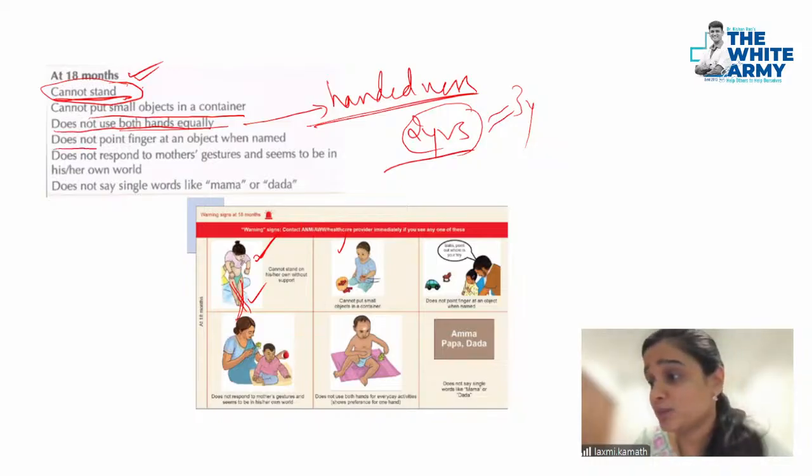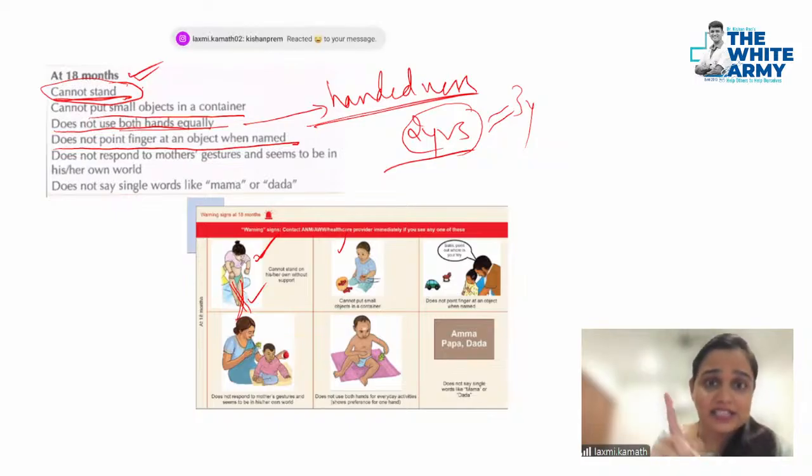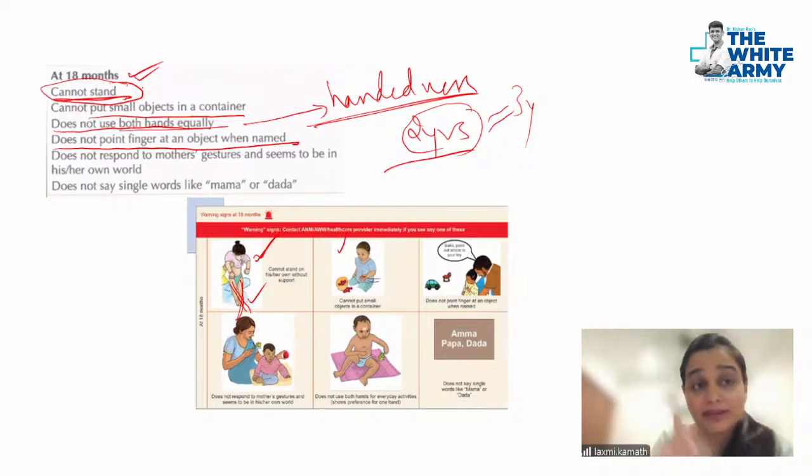Does not point finger at an object when named. So I told you pointing comes by 12 months. Child will be able to point by 12 months, but if the child fails to point by showing the object, for example, you tell where is Ajja or where is the toy, where is the clock. If the child is unable to show that when an object is named, that is at 18 months, then that also becomes a red flag sign. That means it doesn't understand. Probably there is a lot of issues with the cognition of the child, which is impaired.